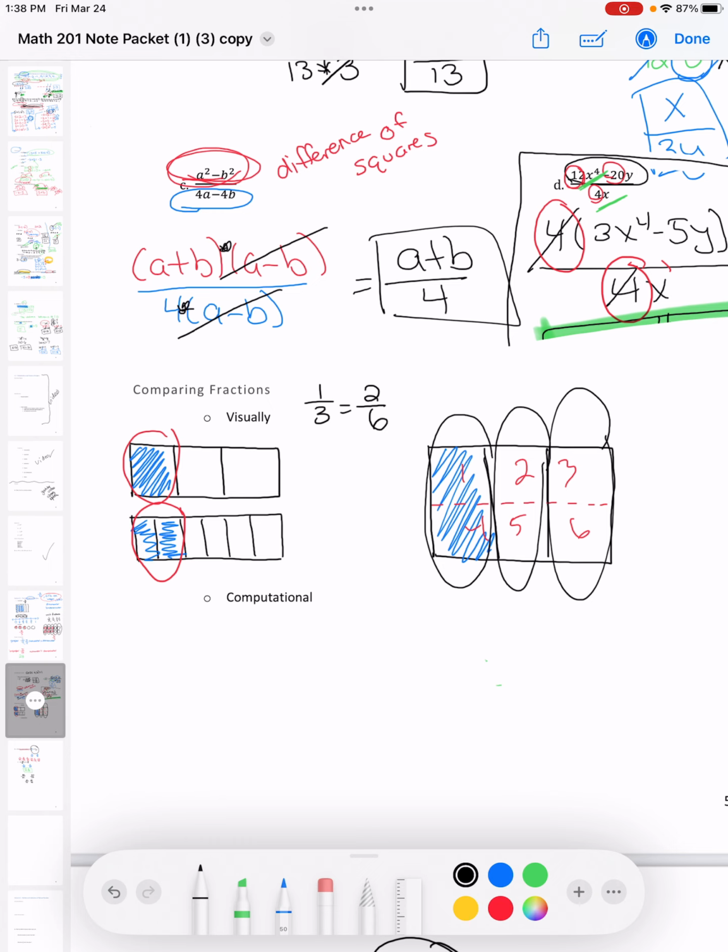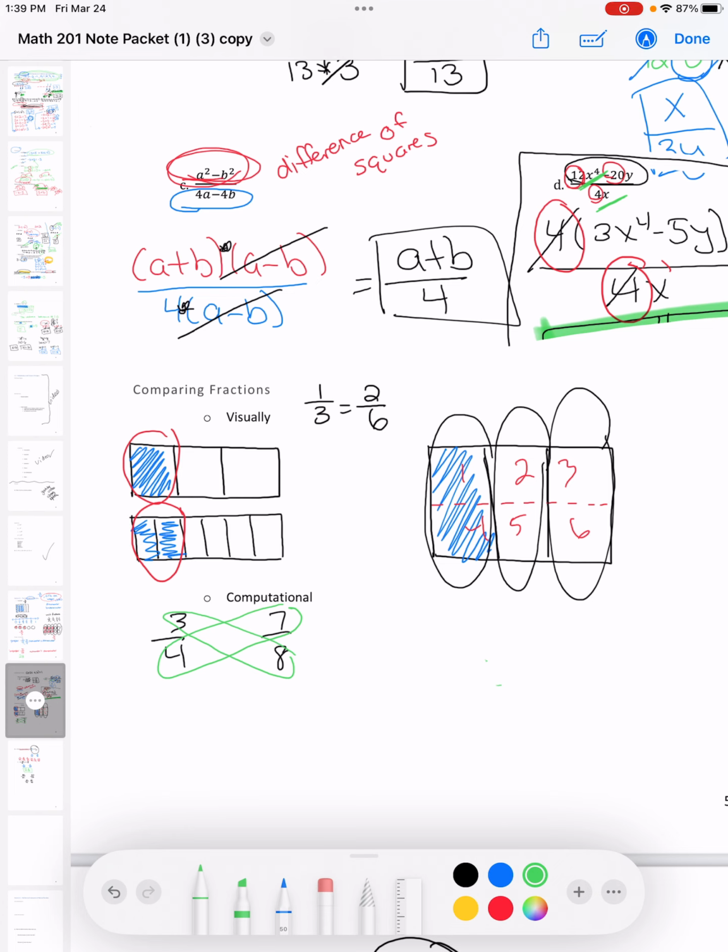And we also want students to be able to do it computationally because we can't draw pictures for everything. So I'm going to look at a couple different ways that we could compare. I'm just going to compare 3/4 to 7/8. One way we can do this is by cross multiplying. People love to cross multiply. Sometimes it's called the butterfly method as well. We can do our cross multiplication.